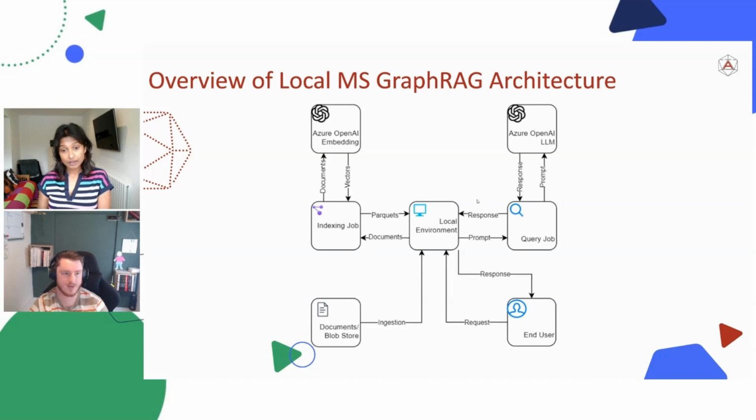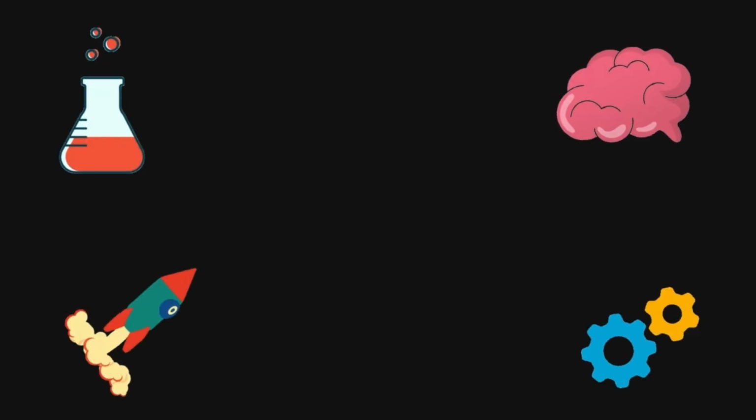another function that MS GraphRAG does, which queries those Parquets, and it sends that context out to OpenAI, and it will then return the responses back to your local environment in the command line. You can do it via a notebook as well, and in a later episode, we'll go through a demo of that notebook.